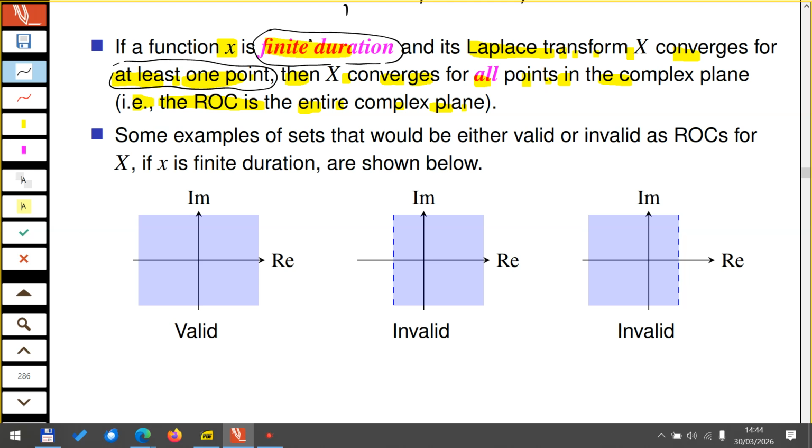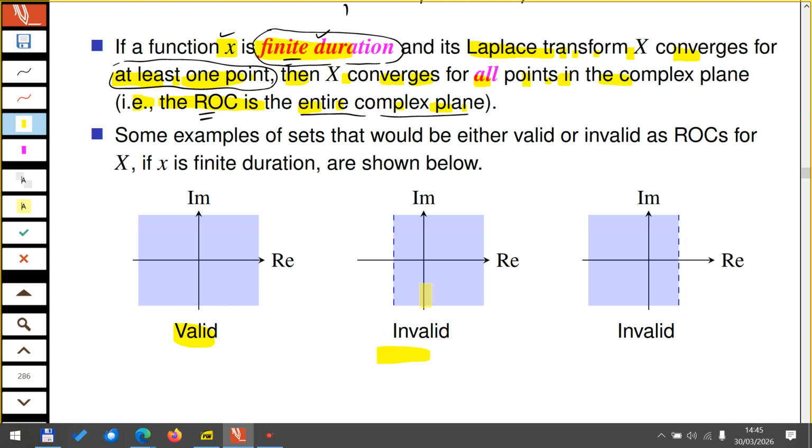The issue of convergence will not be because of duration, but because of the function itself. Maybe the function has some weird behavior, right? Normally we don't have such functions, and that's why finite duration signals, for all practical purposes, will have the entire complex plane as the ROC. Yeah, because the integral of the Laplace transform will converge. You don't need any damping. So that's why this is a valid example of a finite duration signal.